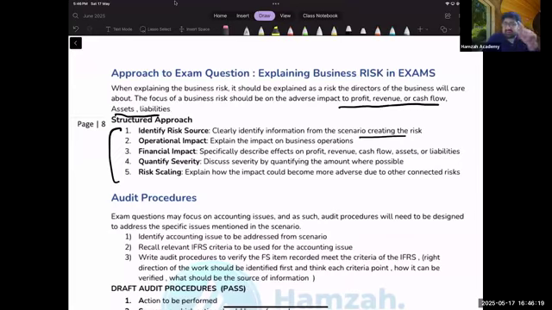Business risk is something which yet has to occur. The risk which has already occurred is no longer a risk. That is a reality. That is a fact now.